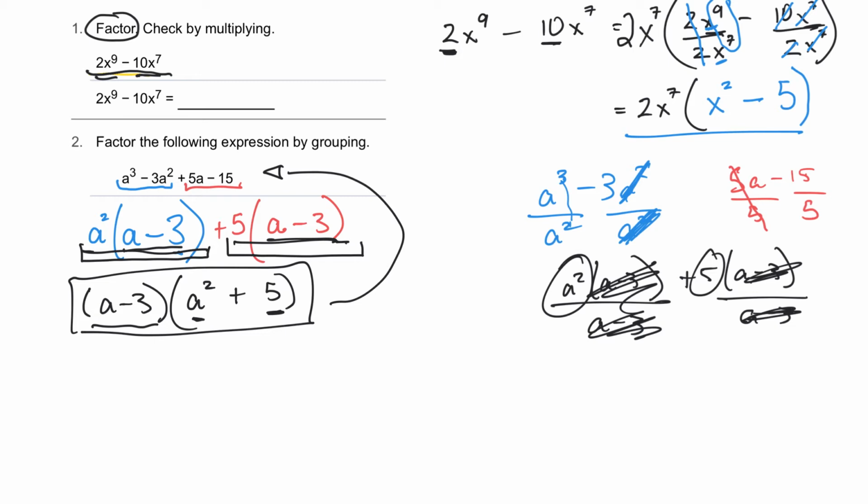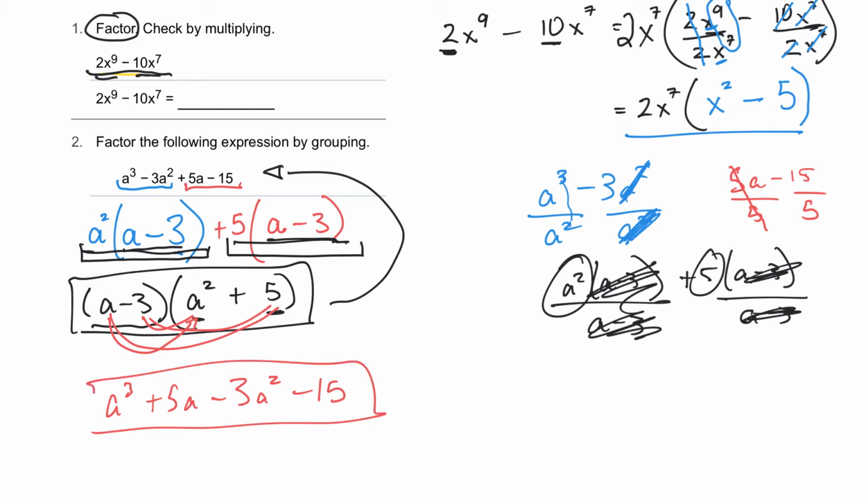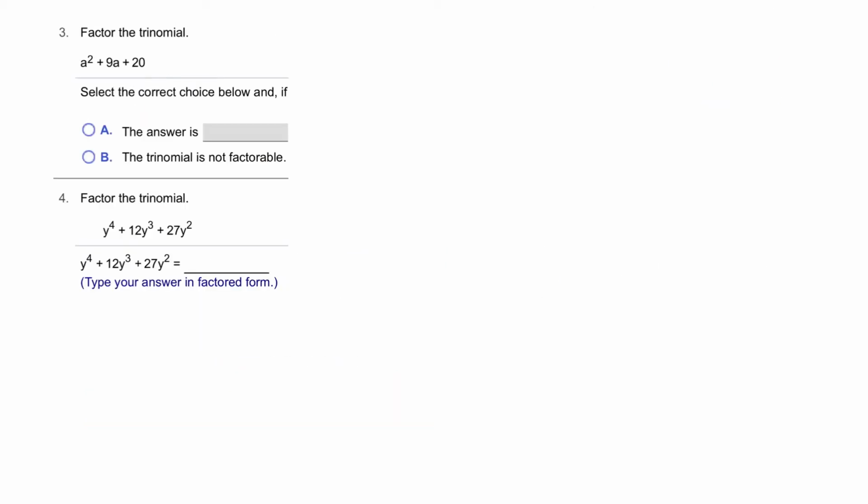If you wanted to, you could check it. You could go a times a will give you a cubed. And then a times 5 is a plus 5a. Minus 3 times a squared is minus 3a squared. Minus 3 times 5 is a minus 15. And then compare this, collecting like terms if you had to, with the original question. And sure enough, other than this order, they're exactly the same. Okay, let's try a couple more.